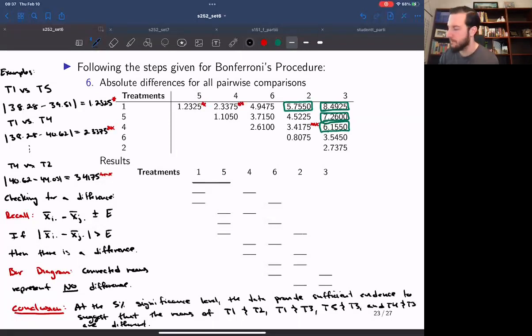Okay. So I realize it's a little cramped, but what I wrote at the bottom here is, at the 5% significance level, the data provides sufficient evidence to suggest that the means of T1 and T2. So I'm just listing where we found a difference. So T1 is different from T2, T1 is different from T3, T5 is different from T3, and T4 is different from T3. Okay. And then T again represents treatment. So treatment 1, treatment 3, etc. Any questions?